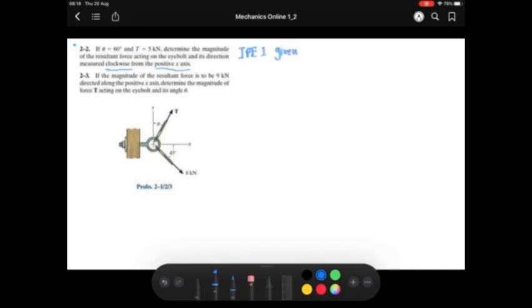The question gives you an 8 kilonewton force and a T force, which equals 5 kilonewtons. The 8 kilonewton force is at 45 degrees clockwise from the x-axis, and the angle of the T force is 60 degrees clockwise from the y-axis.